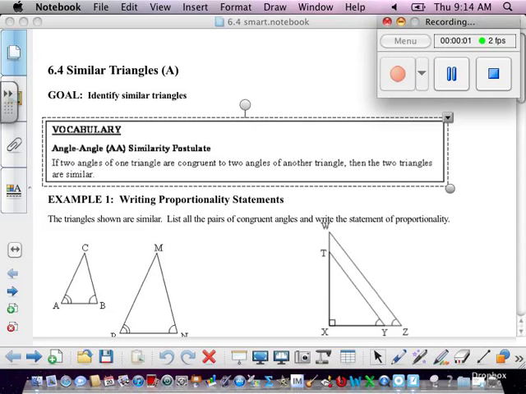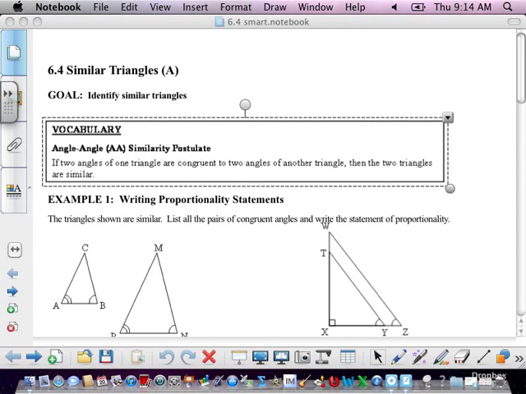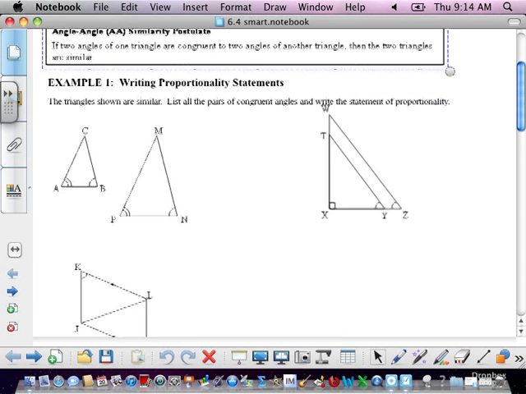Now, all right, we're looking at 6.4, similar triangles. The new thing we're learning today is the angle-angle similarity postulate. If two angles of one triangle are congruent to two angles of another triangle, then the two triangles must be similar. Okay? So, the triangles are shown here. We're going to list all the pairs of congruent angles and then write proportionality statements.